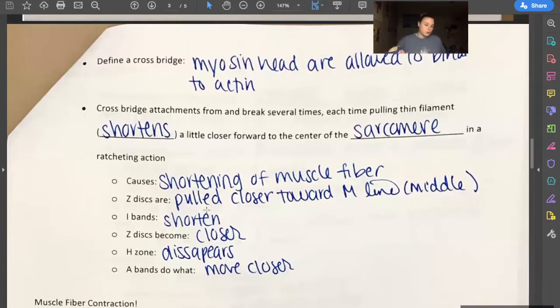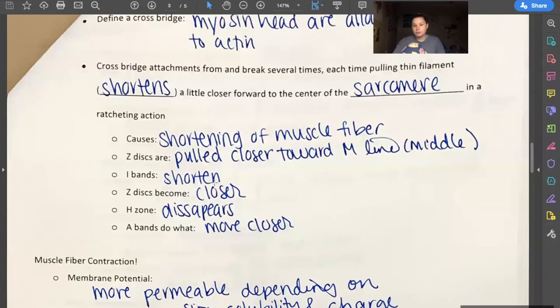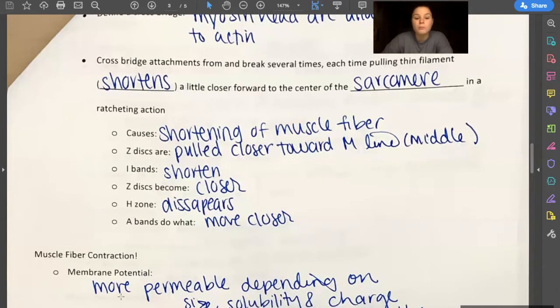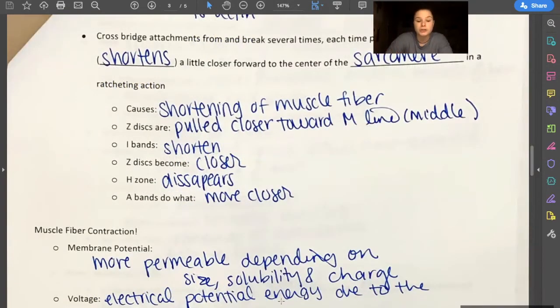Okay, so all of this has to do with electrical impulses, because as our electrical impulses and our ion gradients change, it causes things to happen. The membrane potential is about the permeability of a membrane, and how much potential that membrane has to exchange ions to create action potentials. The more permeable depends on the size, the solubility, and the charge. Voltage is the electrical potential to do work based on separation.